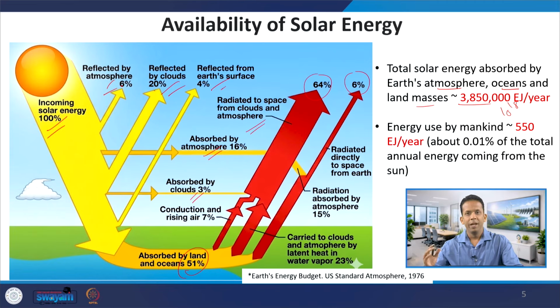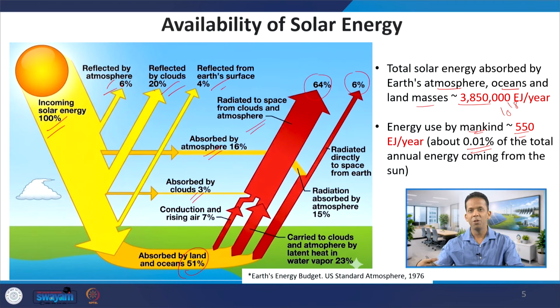And energy use or energy demand for human beings per year is just 550 exajoule. It is not even 0.01% of the total annual energy that is coming from the sun on the earth. And if you look at this matrix, it can help us understand that even though solar PV or solar thermal have low efficiencies, if we are able to maximize the capture of solar energy to satisfy our energy needs, we have plenty of it.